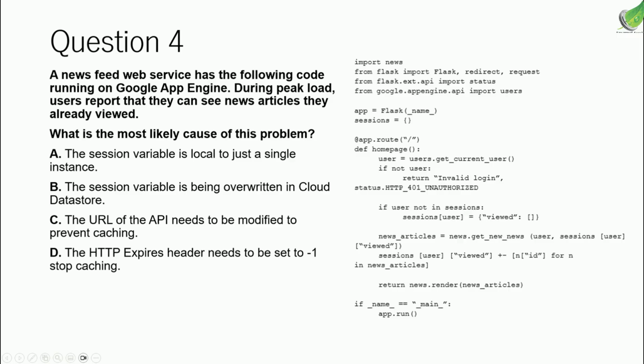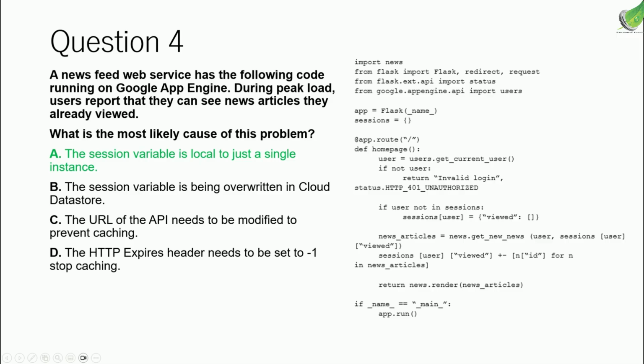Based on the problem description, the code isn't using Cloud Data Store at all. All of the session management is happening right in the application's memory. Option C is also incorrect. The issue here isn't related to client-side or CDN caching. This is a server-side logic problem. The server itself is generating the wrong content because it has lost the user's state information.